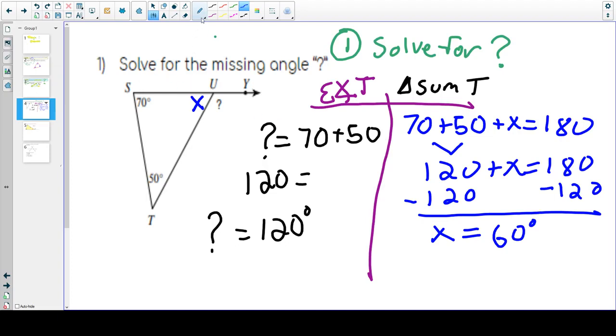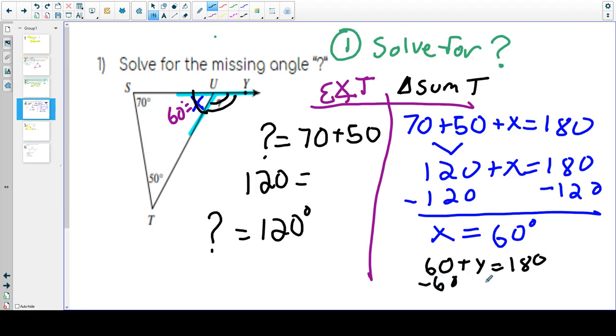Now you might be asking yourself, Mr. D'Souza, how does that help me? Well, what type of angle is this? It's a linear pair. So what do you know about linear pairs? If you add up this angle and this angle, it equals 180. So 60 plus the angle that we're looking for, let's call it y, equals 180.